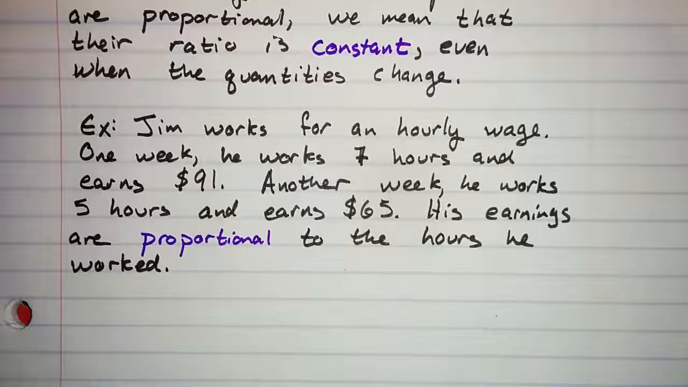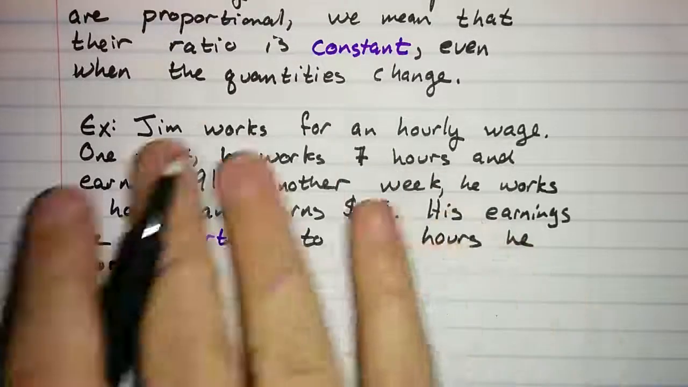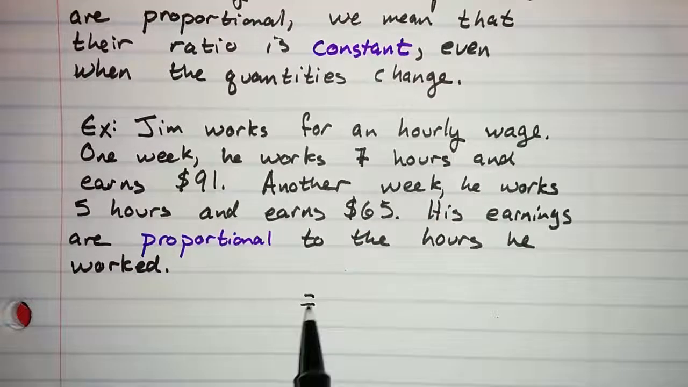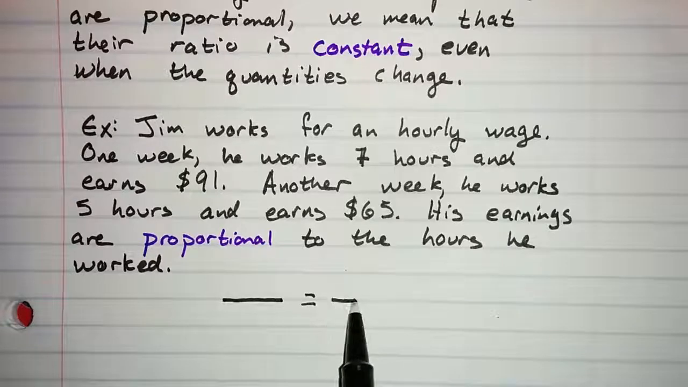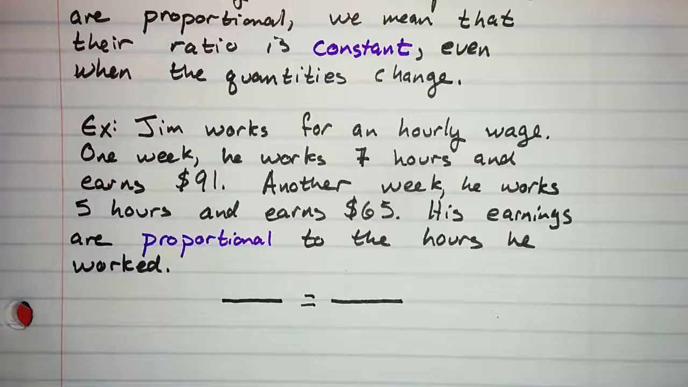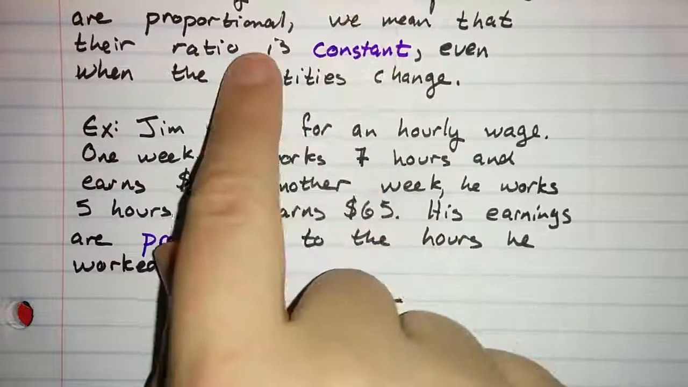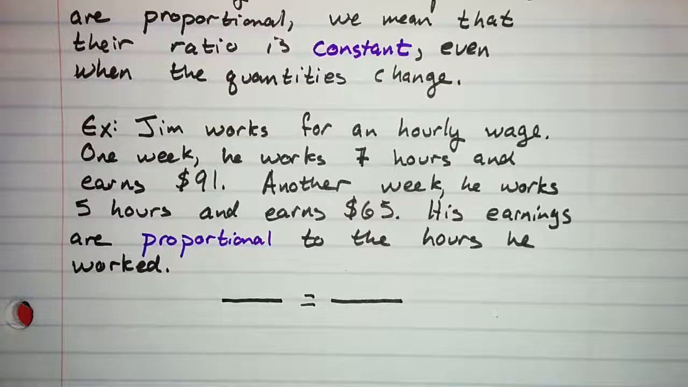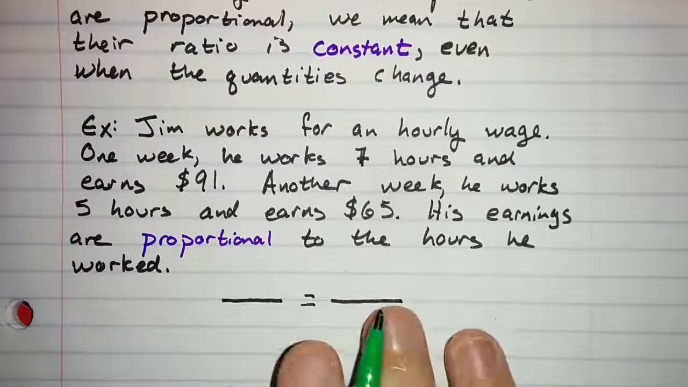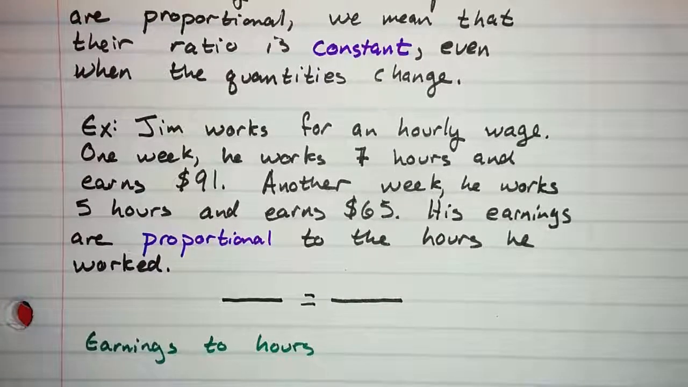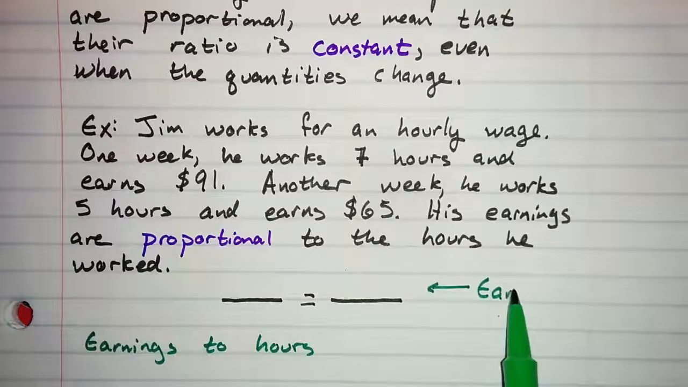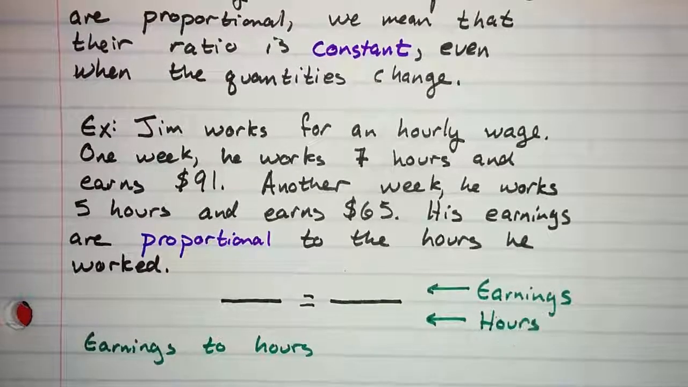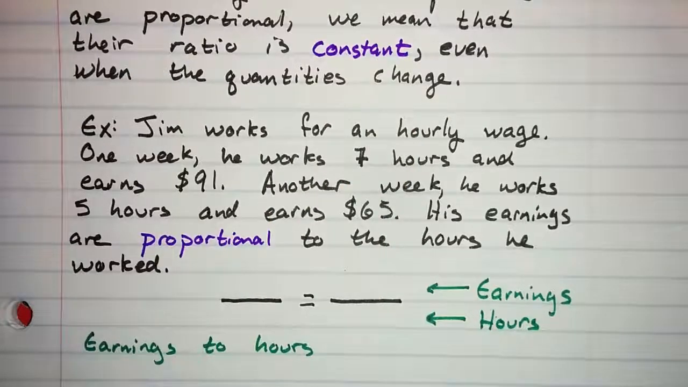Well, when I'm setting up a proportion from a paragraph, I start with an equals sign and two fraction bars. And then I want the ratio of my two quantities to stay constant, even as the quantities change. So I'm always going to set up the same ratios. Let's say I'm going to set up earnings to hours. That means the first entry in each ratio will be earnings, and the second will be hours. The ratio stays constant as the quantities change.